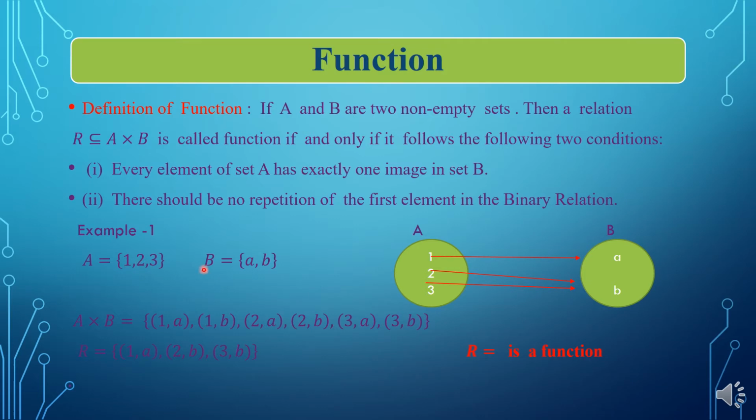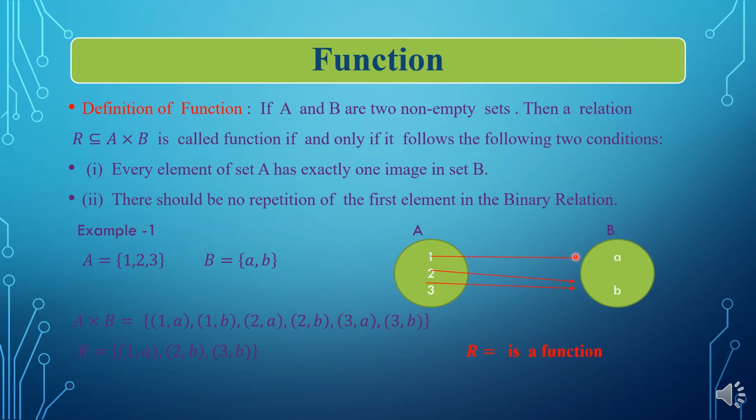A and B are two non-empty sets, and here we are presenting these two sets, A and B, with a Venn diagram. What is the first condition? The first condition is every element of set A has exactly one image in set B. So every element of set A, 1, 2, 3, these are the elements of set A, has exactly one image in set B.